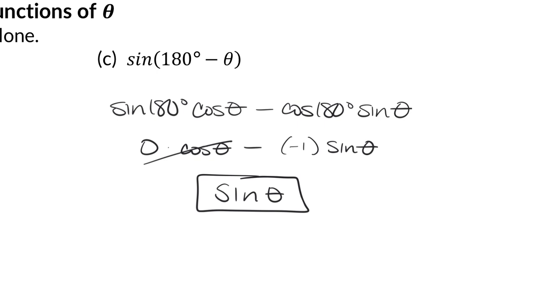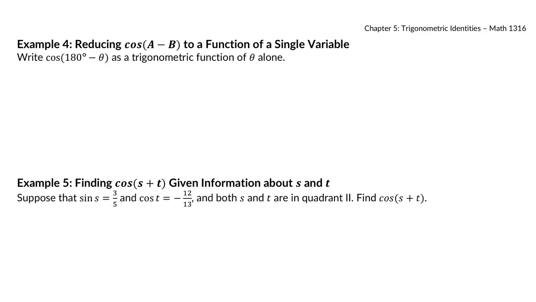This next problem, I don't know why it was separated from the other ones. It's asking you to do the same thing on this next page. It says to write cosine of 180 degrees minus theta as a trig function of theta alone. That was the same instructions we had before. I don't know why it's a separate example. It's the same thing.